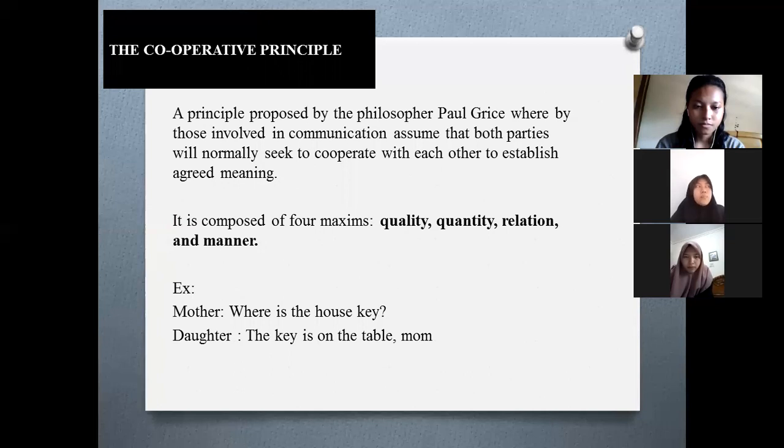For example, mother asks, where is the house key? And the daughter replied, the key is on the table, mom. She has answered clearly, that was manner, and truthfully, that was quality, has given the right amount of information, that was quantity, and has directly addressed her mom's goal in asking the question, that was relation. She has said precisely what she means, no more and no less. I think that's all for me. Thank you.